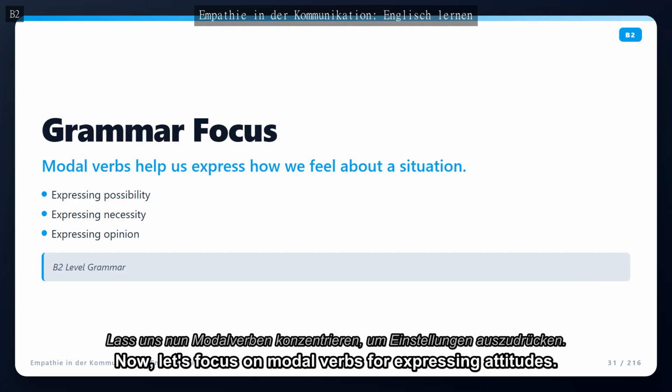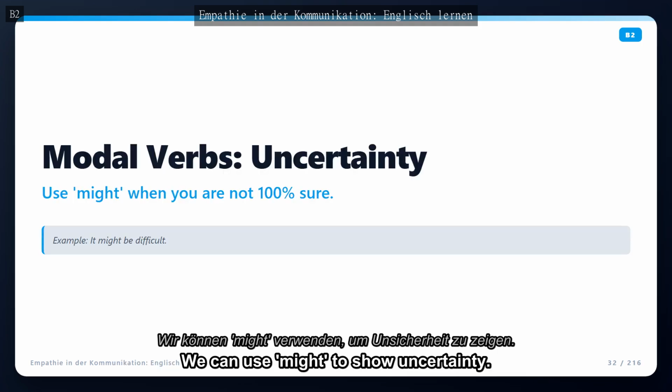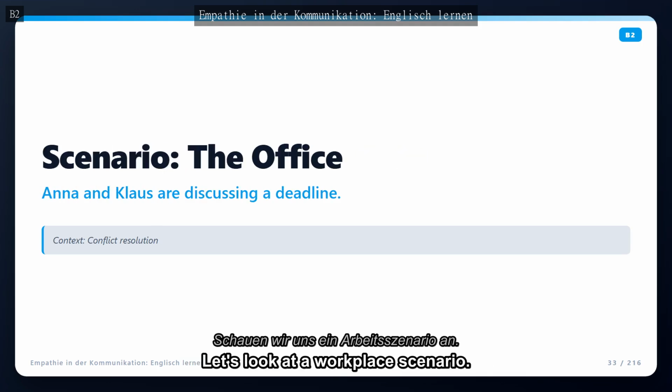Now, let's focus on modal verbs for expressing attitudes. We can use might to show uncertainty. Let's look at a workplace scenario.